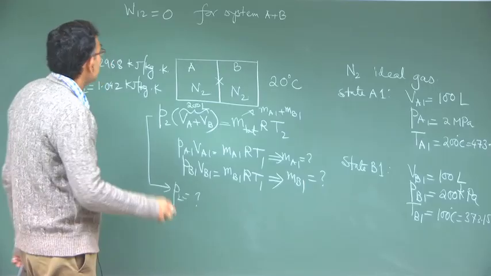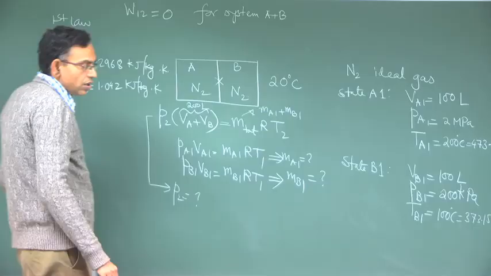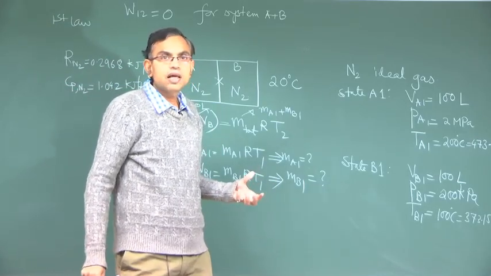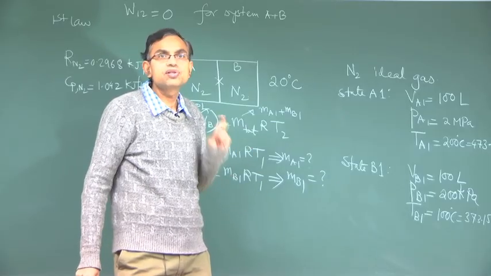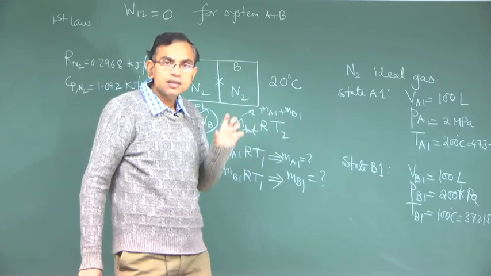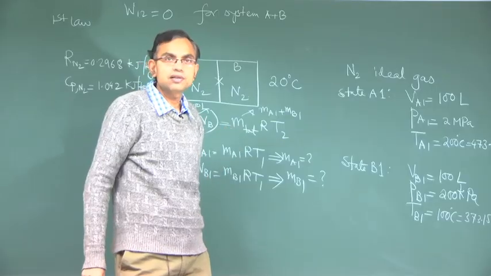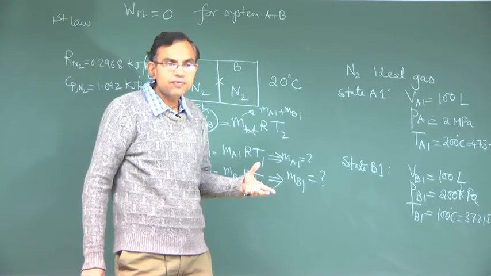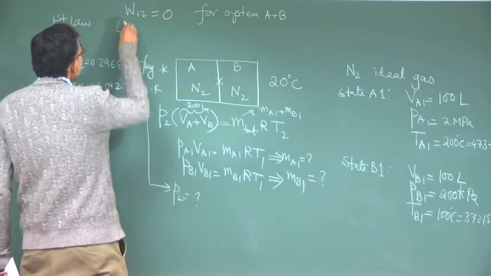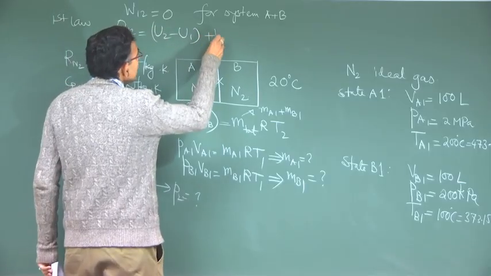Now, you apply the first law. What we have to find out is the entropy generation. Entropy generation calculation will require two steps. The first step is you calculate the heat transfer, and based on the heat transfer you put it in the expression for entropy change to get the entropy generation. How do you calculate the heat transfer? For that you require the first law of thermodynamics. So, first law: Q12 is equal to U2 minus U1 plus W12.